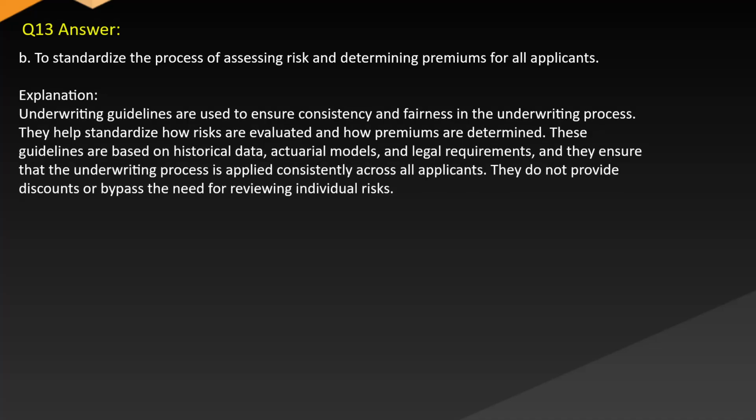Answer: B. To standardize the process of assessing risk and determining premiums for all applicants. Explanation: underwriting guidelines are used to ensure consistency and fairness in the underwriting process. They help standardize how risks are evaluated and how premiums are determined. These guidelines are based on historical data, actuarial models, and legal requirements, and they ensure that the underwriting process is applied consistently across applicants. They do not provide discounts or bypass the need for reviewing individual risks.